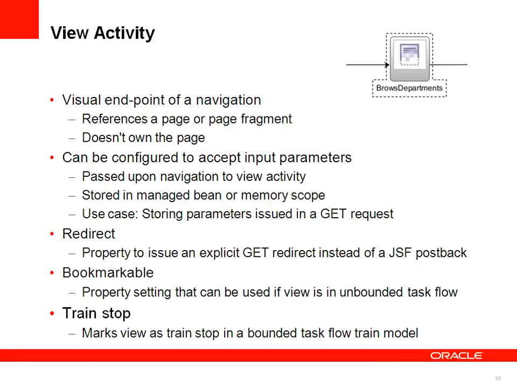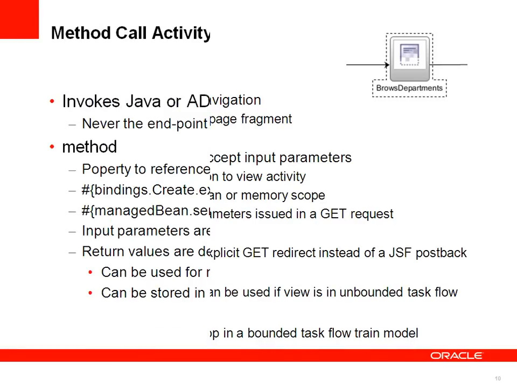Train stop is the ability to add a view to the train navigation model. It's one way to have users navigating within an application to add a view activity to a train model, and we will have a look at this later.